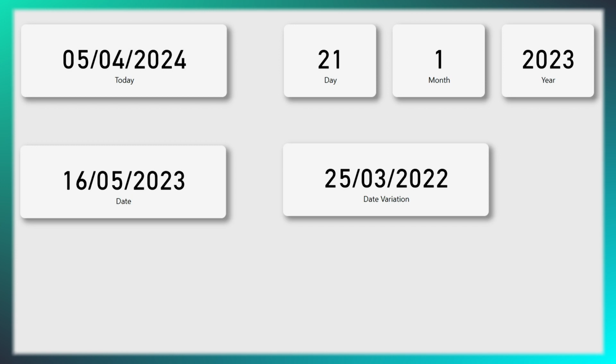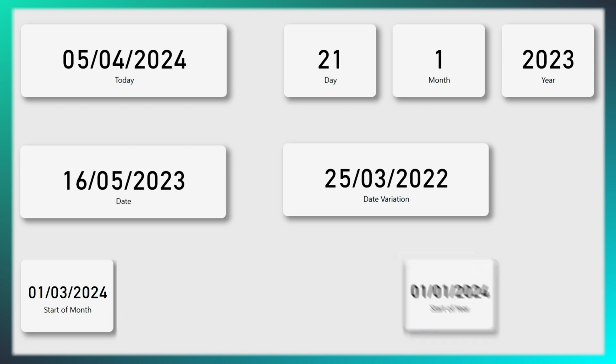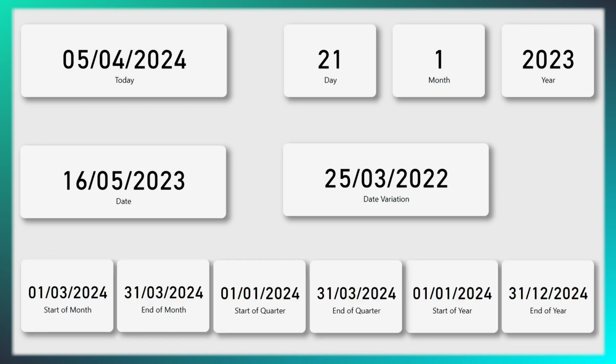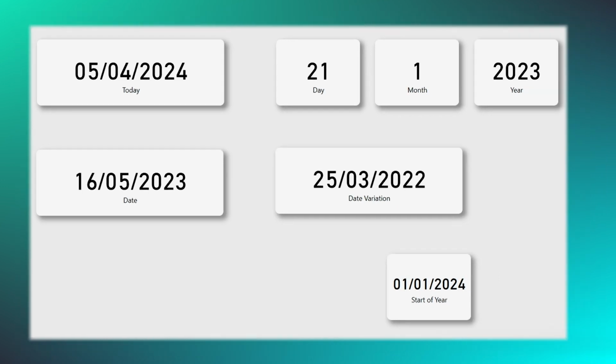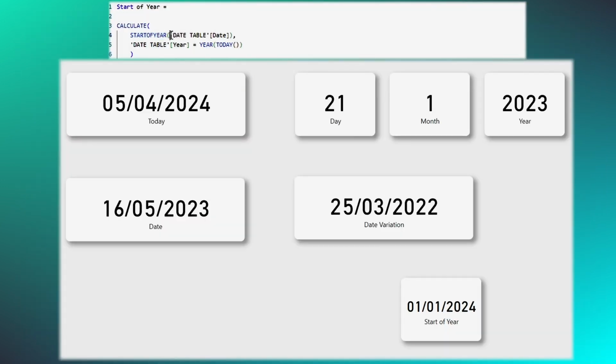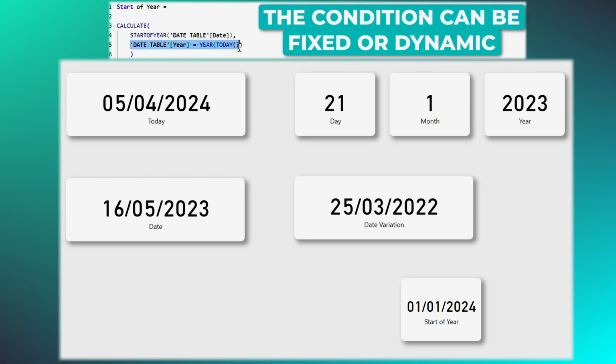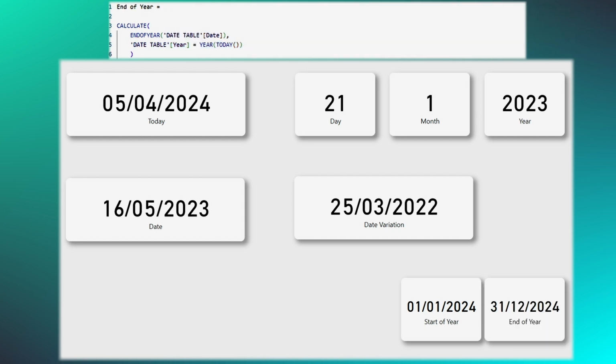Let's now delve into the start of and end of functions, encompassing start of month, start of year, start of quarter and the respective end of counterparts. To acquire the start of a year, the calculate function is employed with the syntax as follows. Calculate followed by start of year, and here you select the date column in the date table where the year corresponds to your desired year, such as the current year. Transitioning to the end of the year, simply replace start of year with end of year.